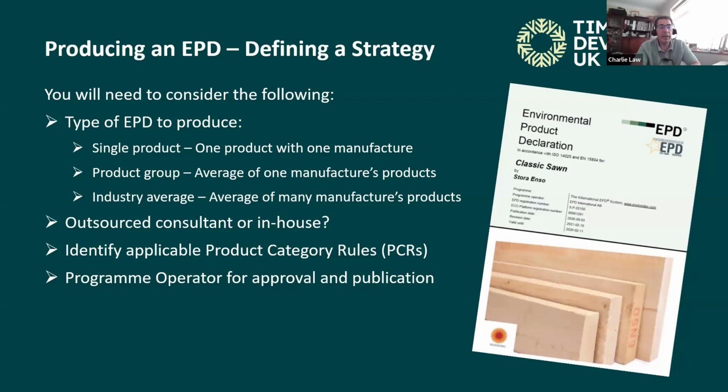The other thing you need to then consider is whether you look to outsource the production of that EPD, or whether you want to do that in-house. And if you've got a lot of products, it might be worth investing in training someone up to do it. You might want to identify the product category rules for timber. We've mentioned those, but if you've got other products in your range, you may need to double check the product category rules for those, and also who you might want to use as what they call the program operator for the approval and publication process.